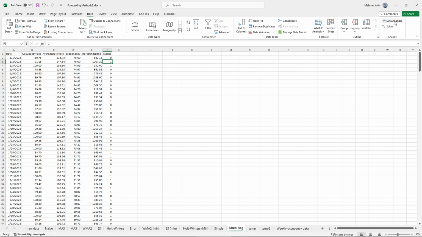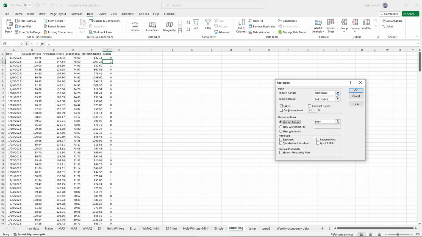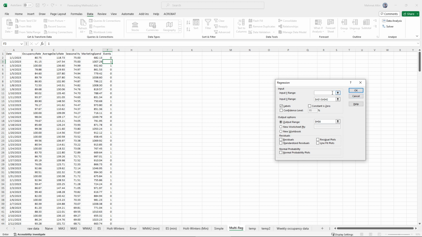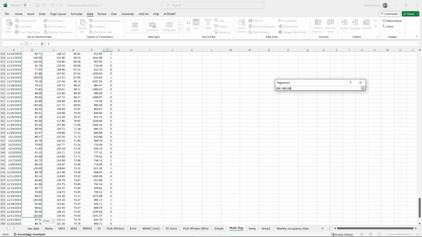Now, if you do the data analysis once again, if you go to regression, of course, we need to delete this. Now, what was this? This is a Y, right? This is a dependent variable. What is our dependent variable? It is the occupancy rate. Cover all the way. Okay. Now, we got the dependent variable.